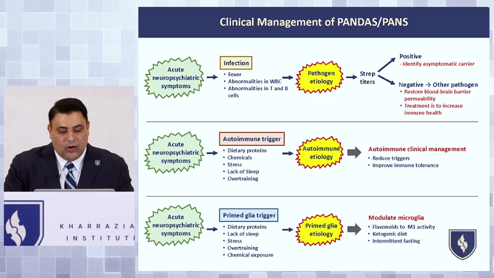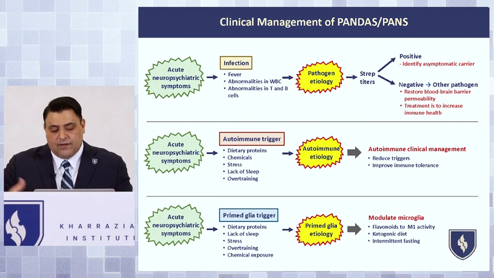On the other hand, if you have an autoimmune trigger, you've got to look for dietary proteins, chemical stress, lack of sleep, overtraining, and then try to reduce those factors. And if it's primed glial cells, anything that creates systemic inflammation can really cause neuroinflammation. So then all the concepts of trying to dampen neuroinflammation and microglial activity, flavonoids to change to an M2 state, ketogenic diet, intermittent fasting can all be strategies to help recover from a chronic PANDAS pattern. And remember, intermittent fasting helps promote autophagy to get rid of these primed glial cells. Ketogenic diet, ketosis, dampens microglial activity and neuroinflammation, and so do flavonoids.